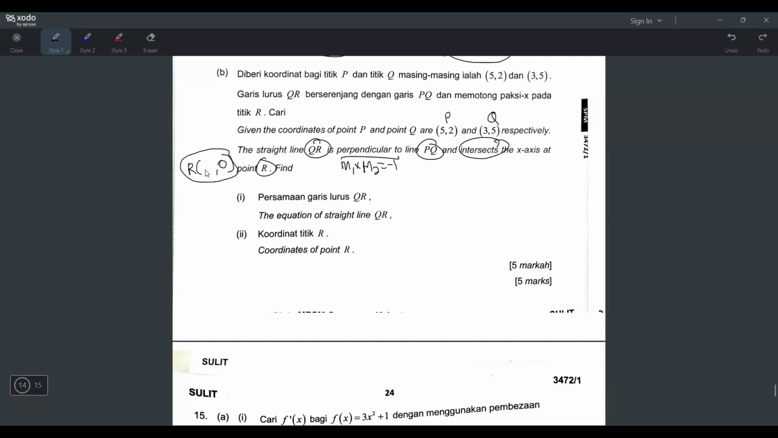And later we can find the x-intercept. But first we need the equation. If you don't have the full equation, you cannot sub y equals 0, right? Okay, let's do number 1 first. They ask you to find the equation of QR. So how to find the equation of QR?